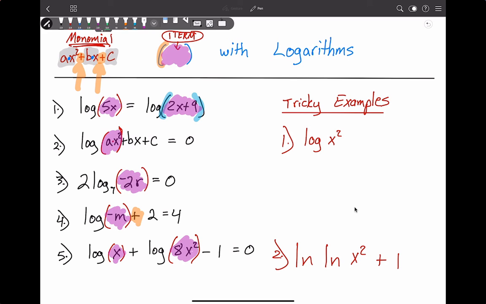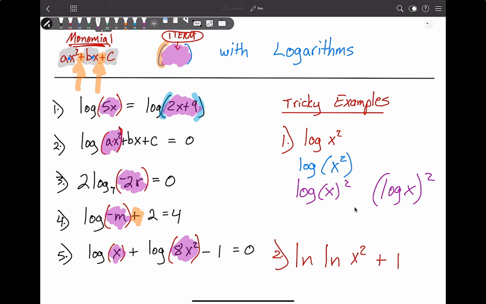Okay, so now let's go to tricky examples. Example number 1: I have log of x squared. There's a couple of ways you can interpret this from the rule that you just learned. You could interpret it as log of x squared because x squared is the multiplicative term that follows, and you would be correct. But then some people might think, what if it's log of x, quantity squared? Or log of x, the whole thing squared?